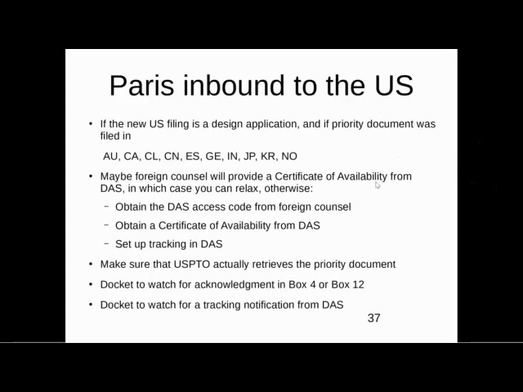And again, for those of us attending in other countries outside the US, many of these inbound things would apply equally in whatever country you're in, but I'm using the US as the example. So if what you're getting ready to do is file in the US as an office of second filing, this means the priority document was filed somewhere outside of the US. And if the place it was filed was any of the places listed here, Australia, Canada, Chile, China, Spain, Georgia, India, Japan, Korea, Norway, then the Foreign Counsel might give you a certificate of availability in their instruction package.